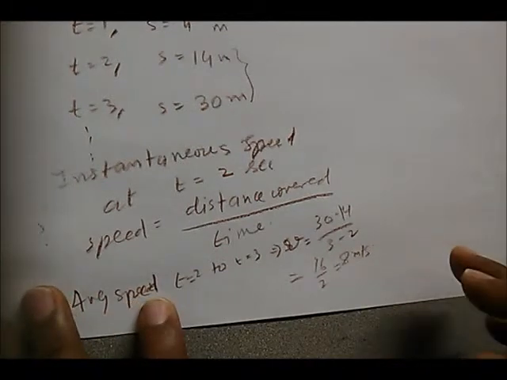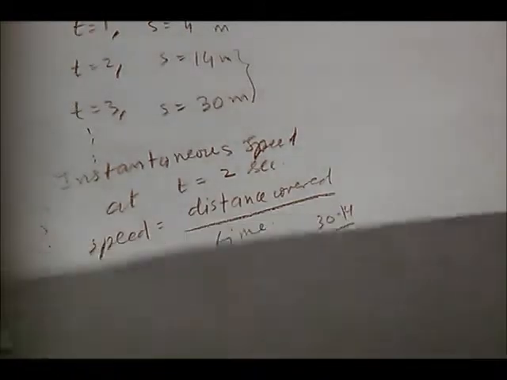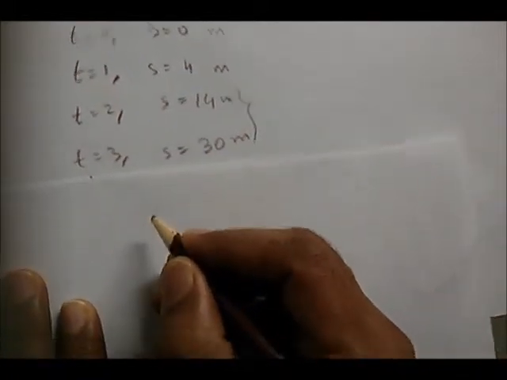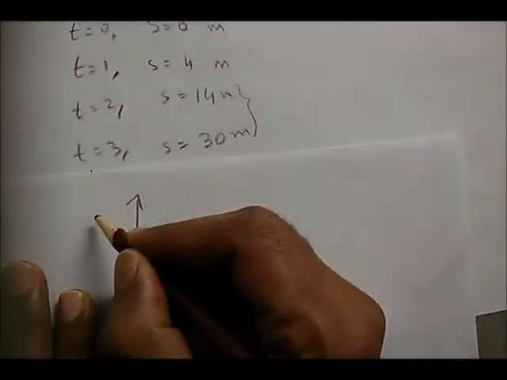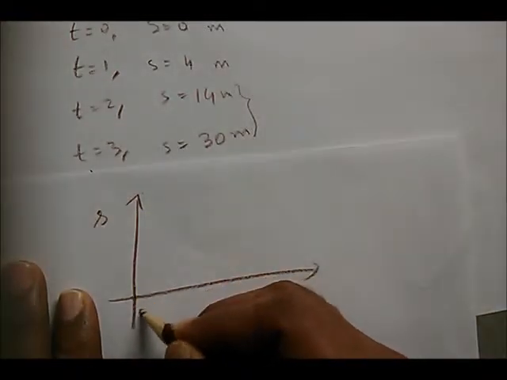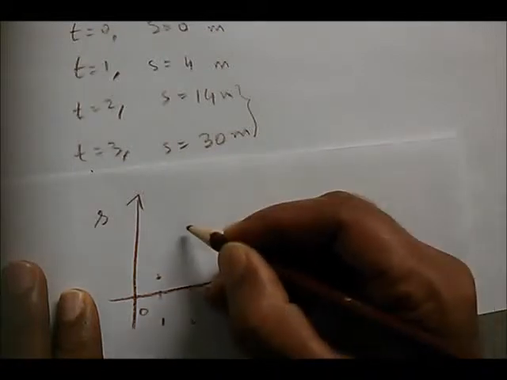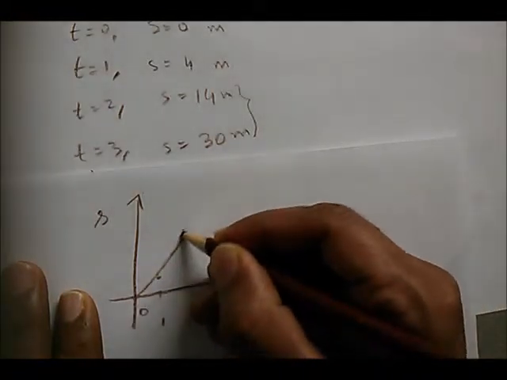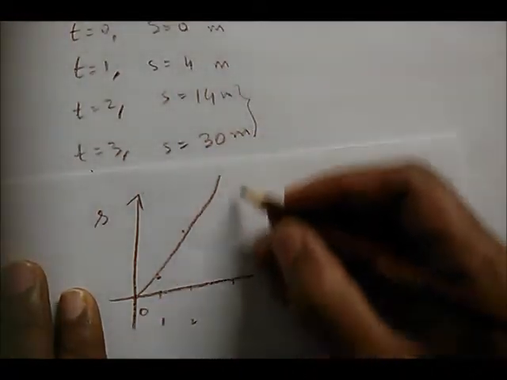To do this, let's plot a curve of this graph. Let's use this data that we have gathered to plot a graph. To do this, we take an x-axis and a y-axis. On the x-axis we have time, and on the y-axis we have distance traveled. At t equal to 0 we have distance 0, at 1 we have 4, at 2 we have 14, at 3 we have 30. So we see that the distance increases pretty fast with respect to the time.